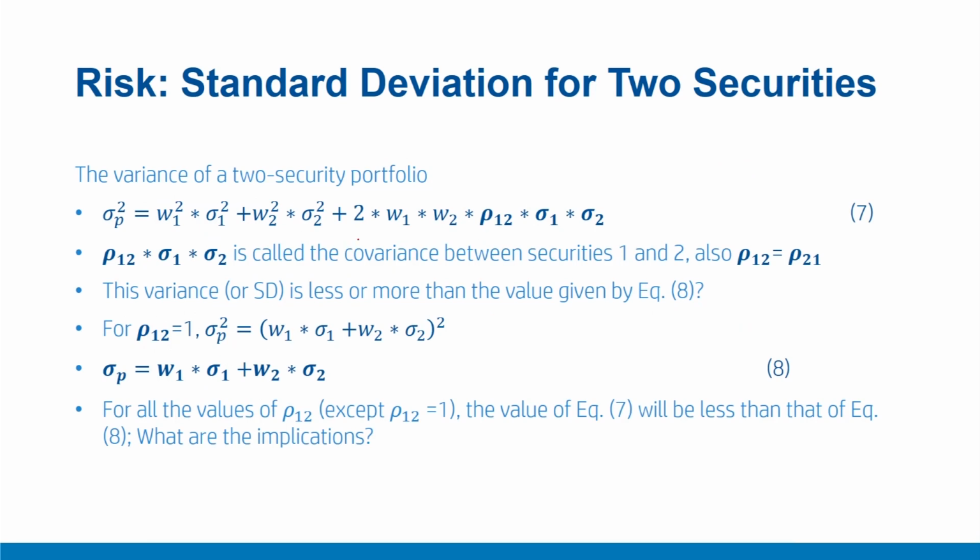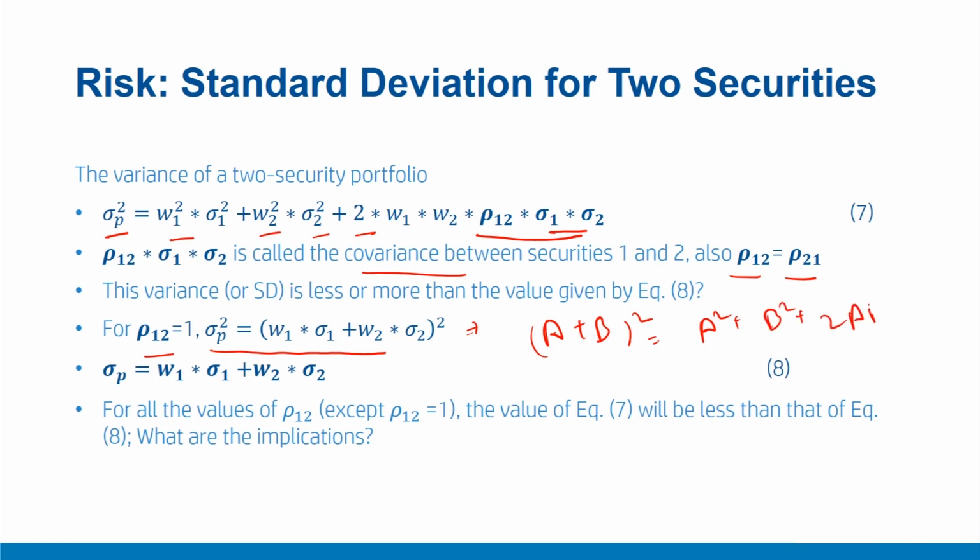Let's start with a very simple scenario where rho 1 2 is equal to 1. The formula of the portfolio risk is already known to us: sigma P square equals W1 square sigma 1 square plus W2 square sigma 2 square plus 2 times W1 W2 rho 1 2 sigma 1 sigma 2. Please note that the expression rho 1 2 into sigma 1 sigma 2 is also called the covariance between securities 1 and 2. And rho 1 2 is equal to rho 2 1, which is why you have a multiple of 2. In case rho 1 2 equals 1, this formula simplifies to sigma P square equals (W1 sigma 1 plus W2 sigma 2) raised to the power 2, which again comes from the (A plus B) squared formula, equal to A square plus B square plus 2AB. In this case, sigma P works out to W1 sigma 1 plus W2 sigma 2.